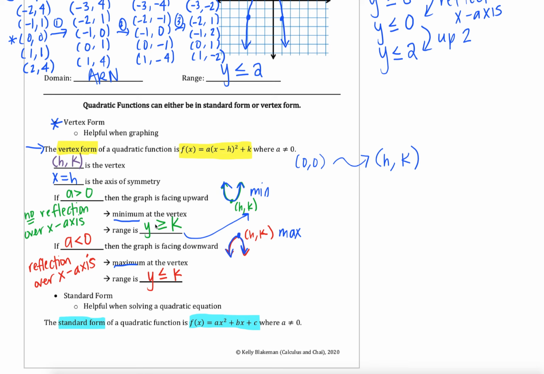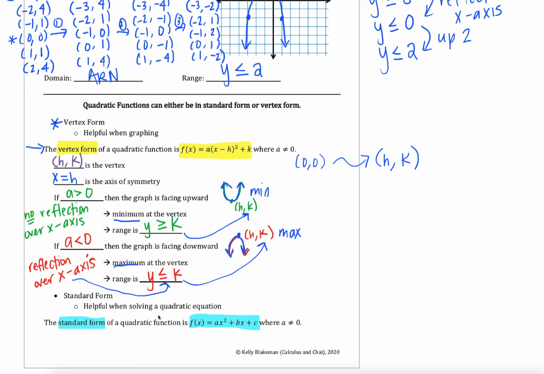So instead of y being greater than or equal to, when we reflect over the x-axis, our vertex becomes a maximum, so our range is now y is less than or equal to this k value. And again, the k value is coming from that vertex itself, and the less than or equal to is coming because of that reflection, just like we saw in example 2. So we get a lot of information out of vertex form.